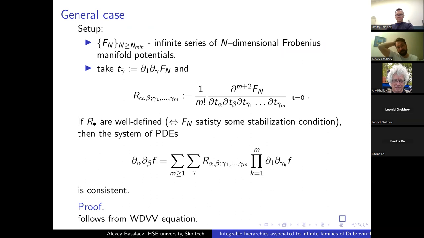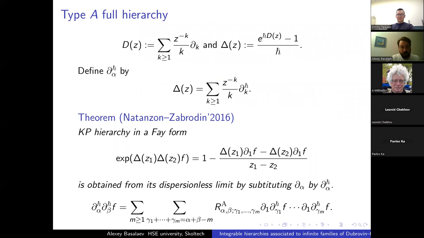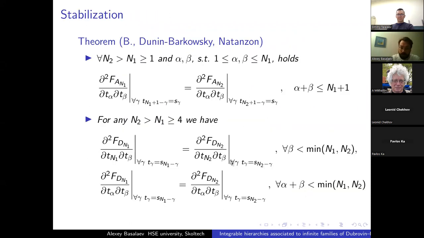The idea is that if you have some infinite series of Dubrovin-Frobenius manifolds, and if you can also extract these numbers R, taking the derivatives of the Dubrovin-Frobenius manifold, look, on the left-hand side I have only alpha, beta, gamma, but on the right-hand side I also have this number n and this gamma bar. And that was the case every time we had with A and D. For example, this T gamma hat is S N2 minus gamma.